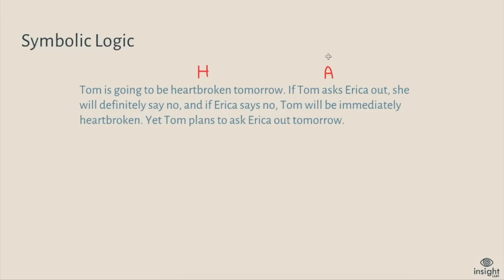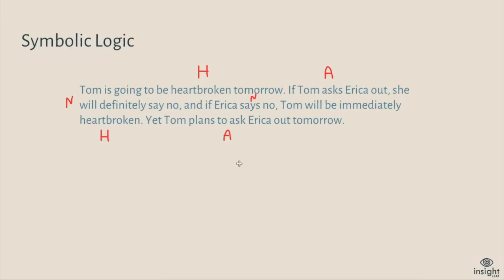Next one, she will definitely say no. I'm going to refer to that as N. If Erica says no, that's the same thing, saying no. Tom will be immediately heartbroken. That's back to H. That's the same thing as the first. And this last sentence, yet Tom plans to ask Erica out tomorrow. That's A again. Now this will all be clear once you see it all come together with the arrows.